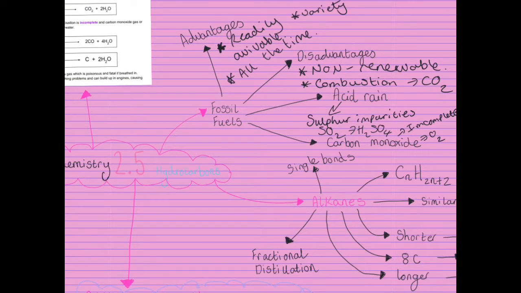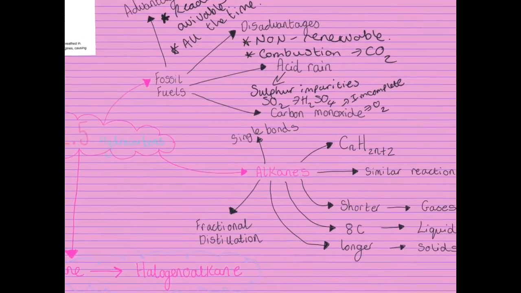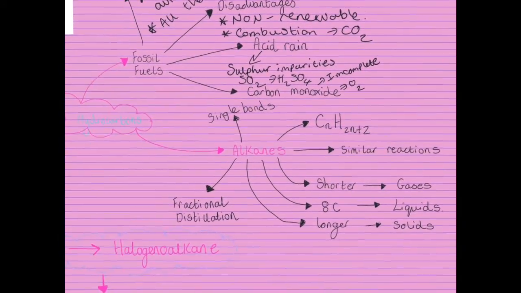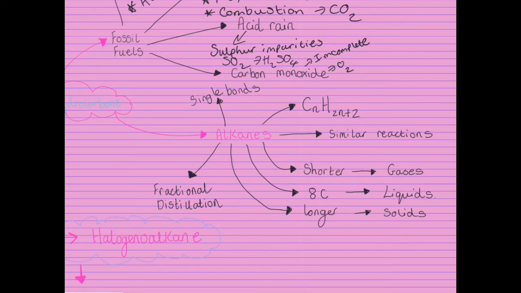So when they take millions of years to form, it means that you haven't got a real large resource of them. So alkanes then. Alkanes are the basics.